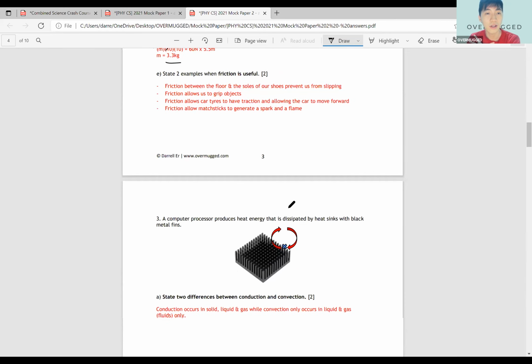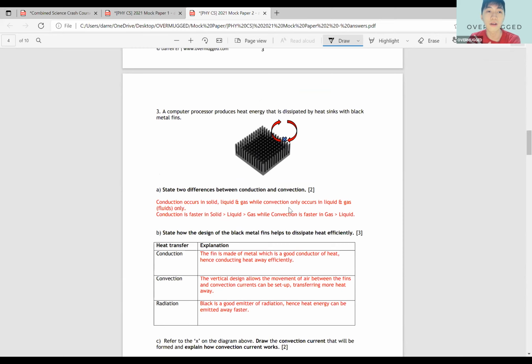Okay, question three here. This is about a computer processor. So those of you that do gaming a lot, right? You'll know that when your processor is too hot, okay, it's bad for your computer. Sometimes it overheats. So a lot of times what they design in your PC is that they have a cooling system. So you know those very secret, like aftershock, then they have all the wire running through, sometimes even water flowing through, right?